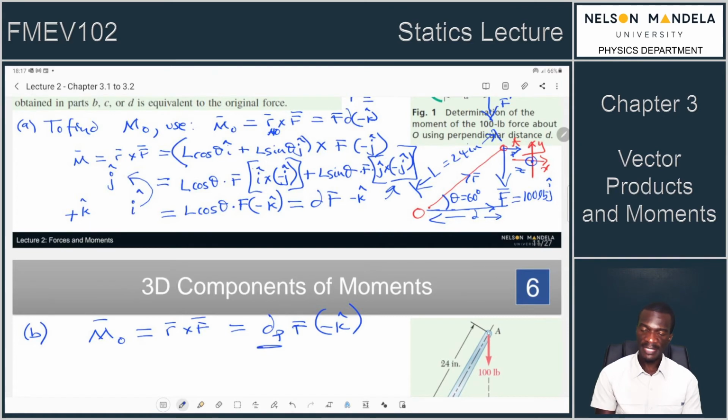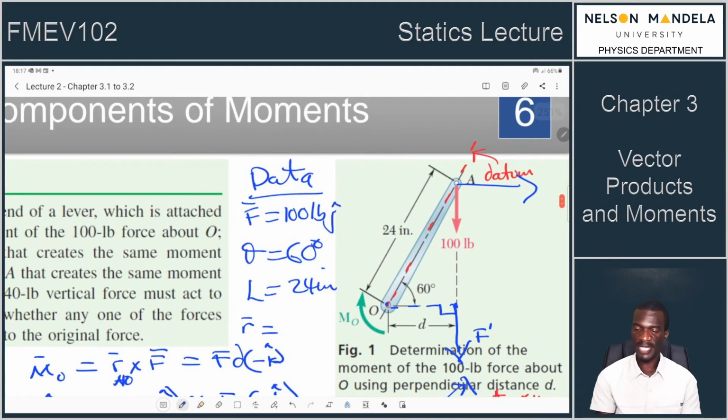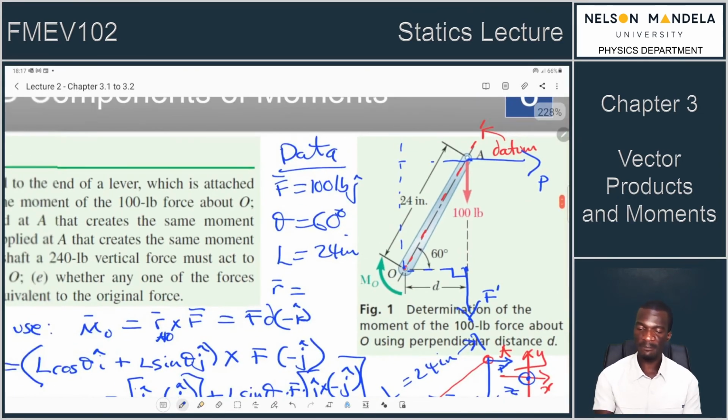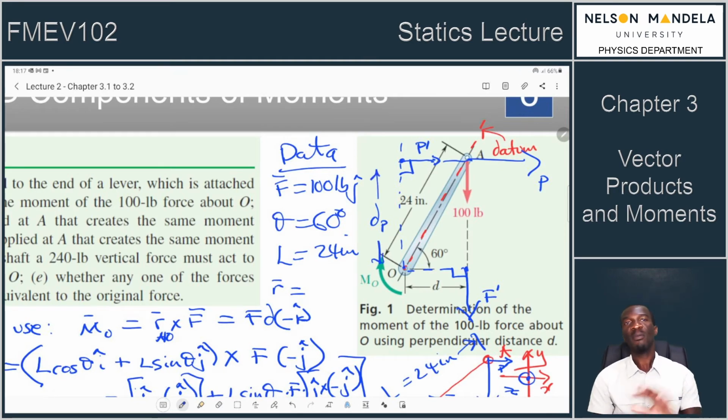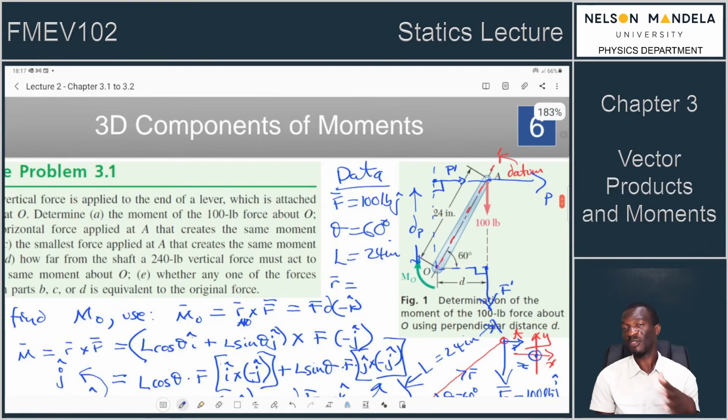What is the perpendicular distance? So let's just generate the perpendicular distance from this point of rotation. So we will need obviously some vertical line up to that point. And by the principle of transmissibility, if this force P has an equivalent force that is acting at that point, P prime, that's a right angle, this is our dP. It will generate a moment, which we can calculate. And we've been told that it is supposed to generate the same moment.